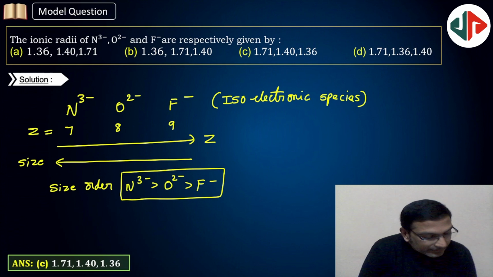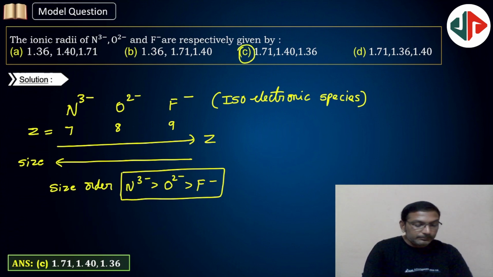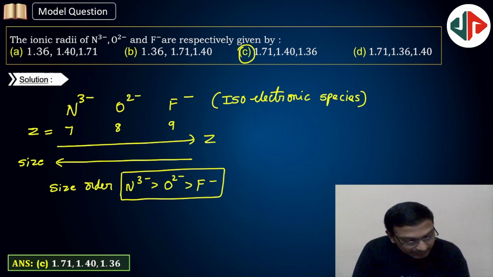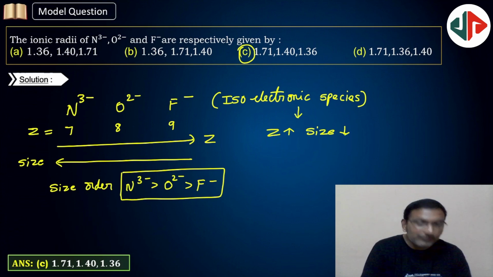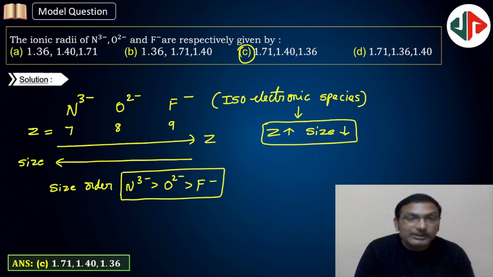So compare the values. First value should be very high, 1.71. Next medium, next small. Therefore option C. So as the atomic number increases, size decreases in case of isoelectronic species. Very, very important. Next one.